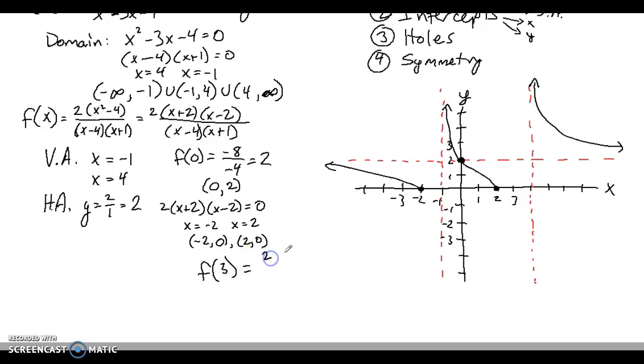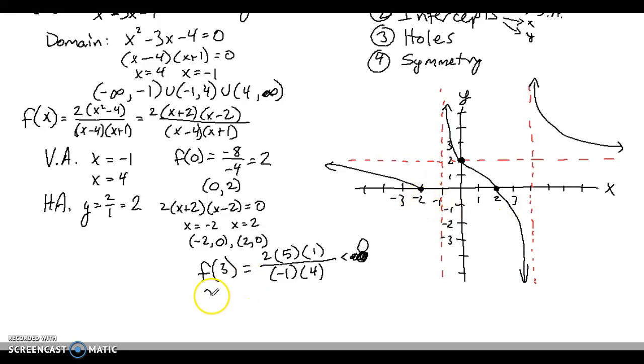Well, f of 3 gives me 2 times 3 plus 2 is 5, 3 minus 2 is 1, over 3 minus 4 is -1, and 3 plus 1 is 4. Again, I really don't care what this multiplies out to. I've got a positive up top and a negative on the bottom. This is less than 0, which means it's negative. The y value is negative, so I know here I'm below the x-axis. I know I can't go back up, so we've got to continue down.